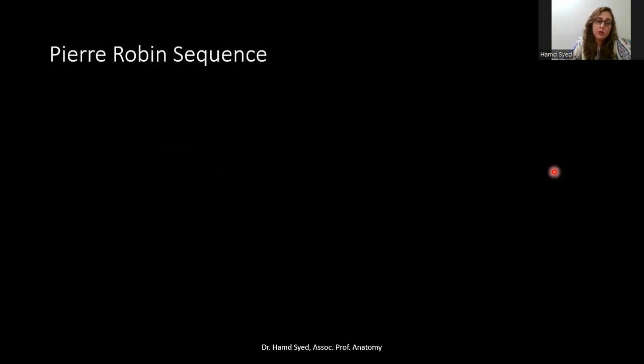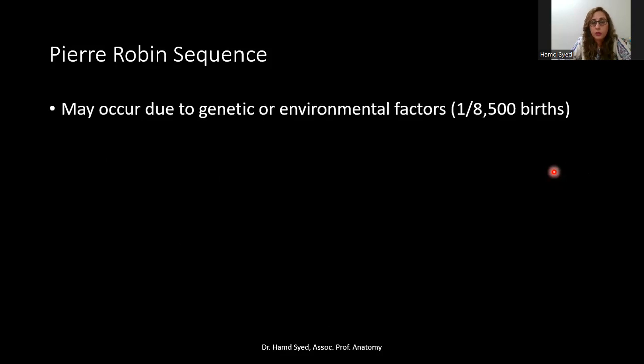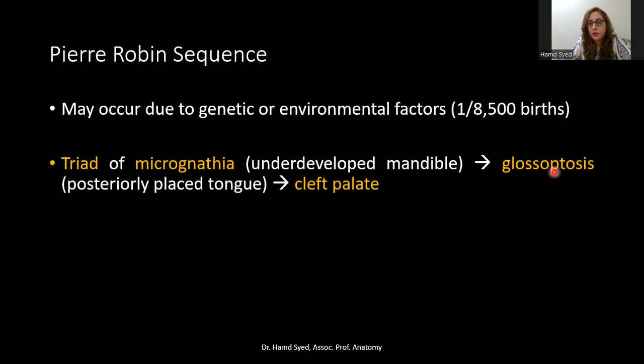The other manifestation of first arch syndrome was Pierre-Robin sequence. This may occur due to genetic or environmental factors. It consists of a typical triad in which first there is an underdeveloped mandible known as micrognathia, which causes the tongue to become posteriorly displaced, that is glossoptosis, and the posteriorly displaced tongue prevents the fusion of the palatine shelves, causing the cleft palate.